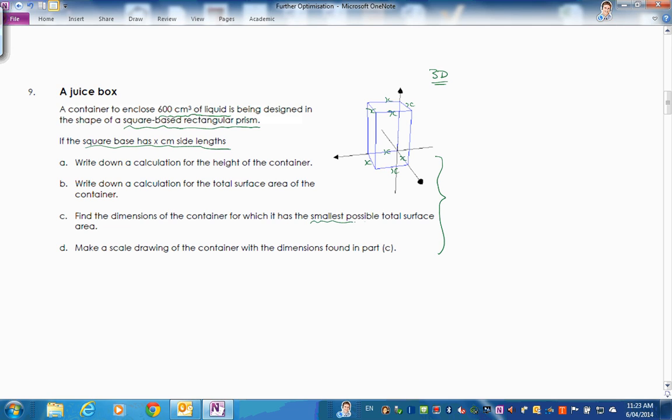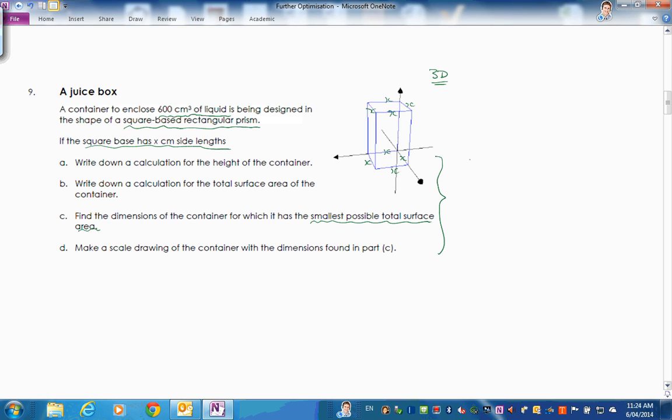We want the smallest possible total surface area of the container. So you remember my hints to you. You try to write a formula for the quantity to be maximised or minimised, or to be optimised. So can you pause the presentation and try to work out the area expression for that juice box? So pause it now and have a go.